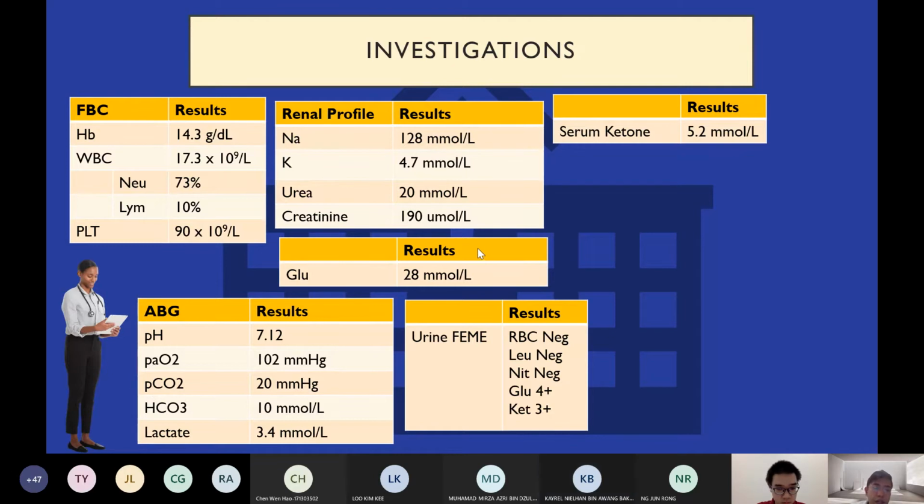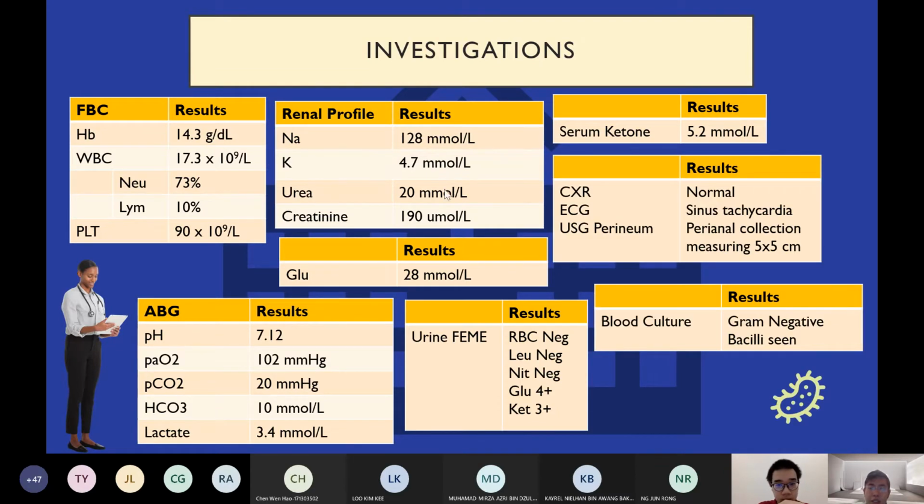Very good. Okay, so you also mentioned he probably has acute kidney injury as well, yeah? Okay, so this is your chest X-ray, which was normal. His ECG was done. He has sinus tachycardia. Ultrasound of perineum was done. So there's a perianal collection measuring 5.5 centimeters, and you would also run a blood culture because he presents with sepsis, and the blood culture actually grew gram-negative bacilli.